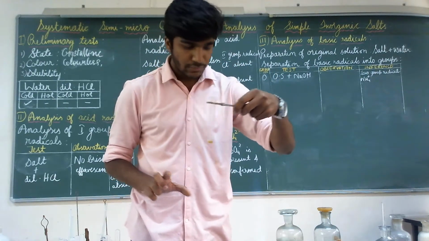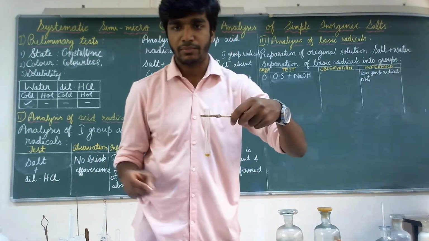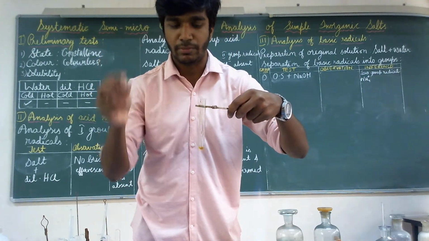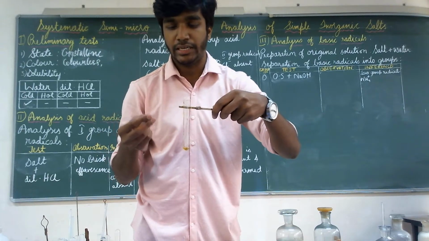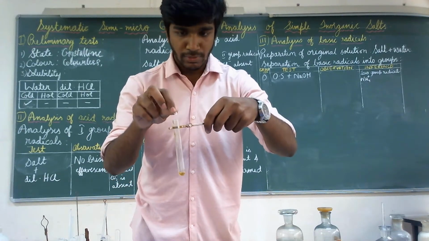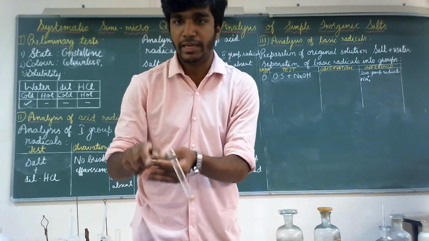Now what we'll be doing is adding a small paper pellet. I have now made a ball using a paper sheet. Now to this test tube I'll be adding the small paper pellet and we'll be heating this. Okay.